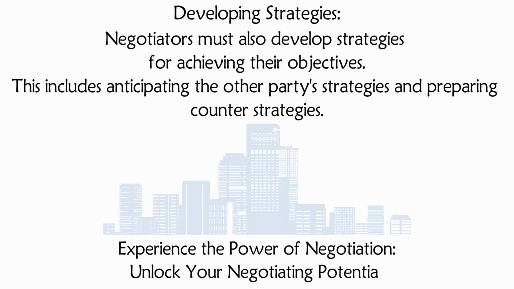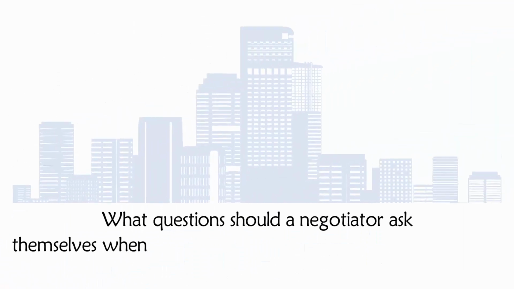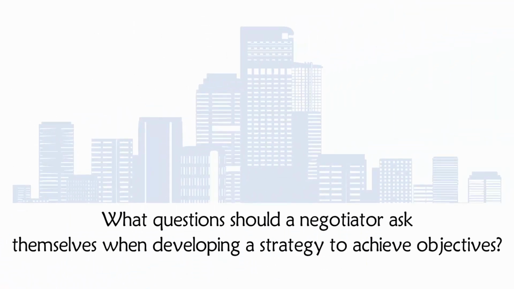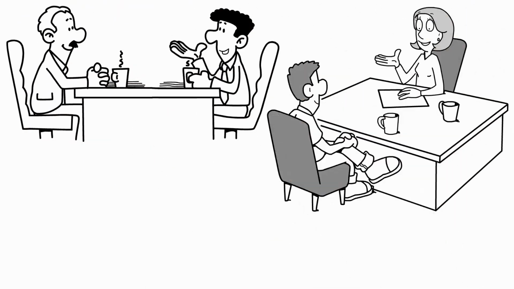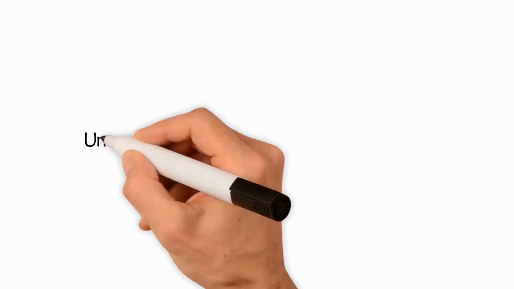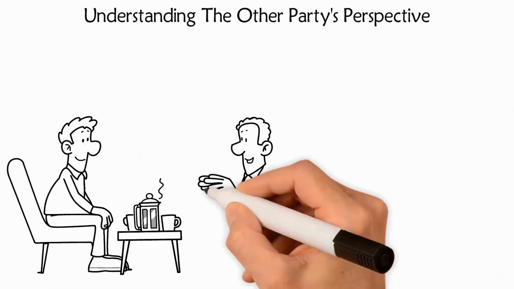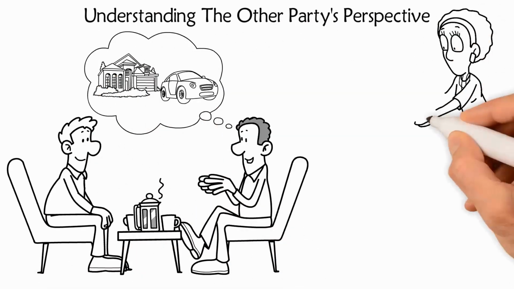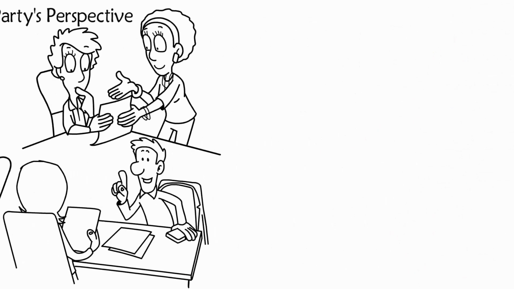What questions should a negotiator ask themselves when developing a strategy to achieve objectives? When developing a strategy to achieve objectives, a negotiator should consider the following main topics. Understanding the other party's perspective. This includes understanding the other party's goals, priorities, and concerns so that negotiators can effectively address them.